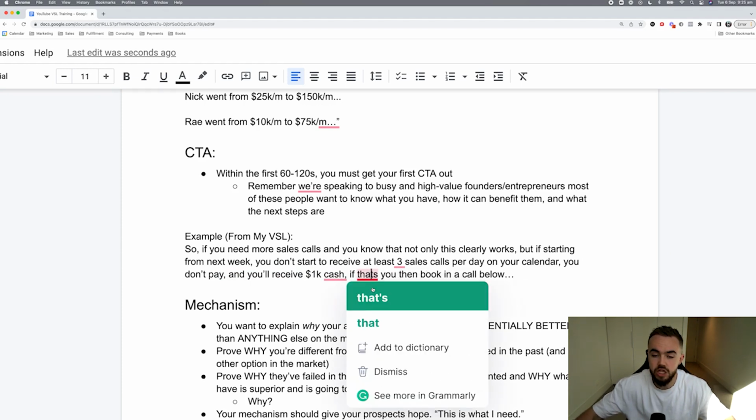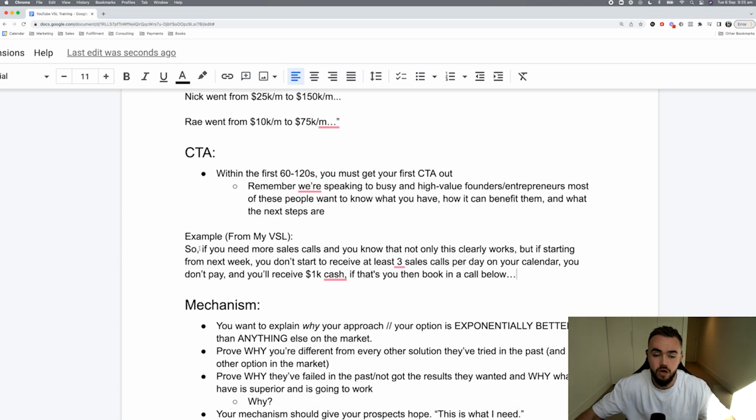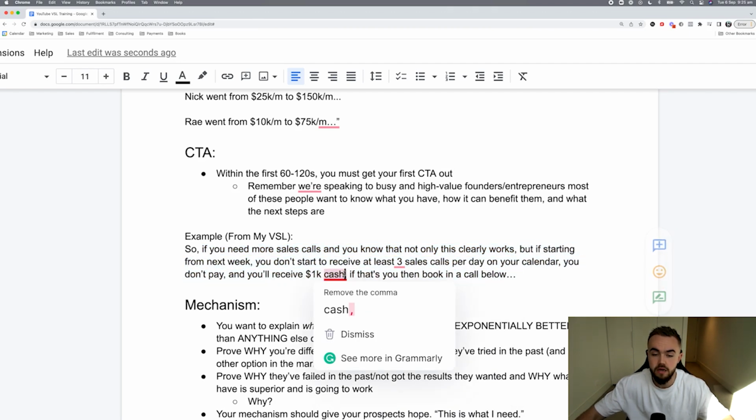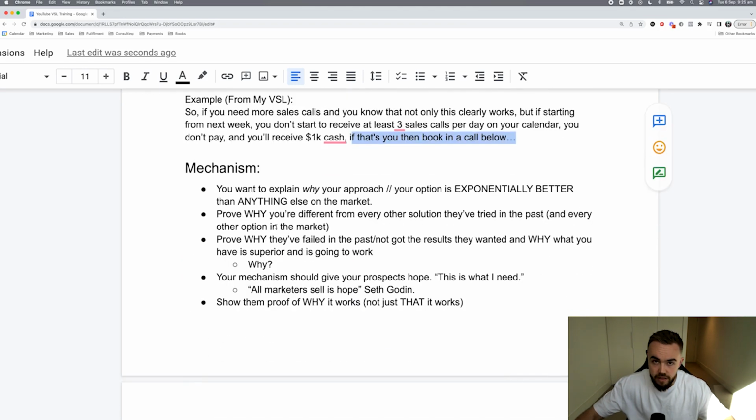So basically all I've done here, it's super basic, but I've just restated their pain, right? If you want this, okay, and then I've restated my offer, restated the guarantee, and then I've just said book in a call below. Okay, that's the first CTA.